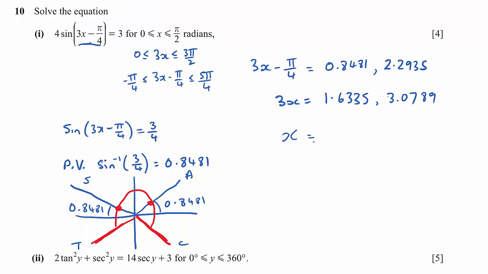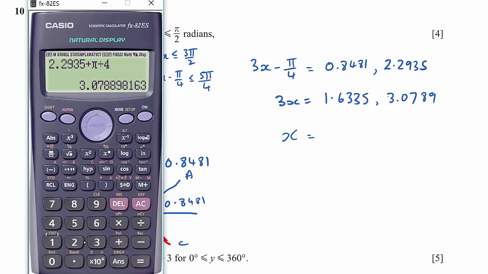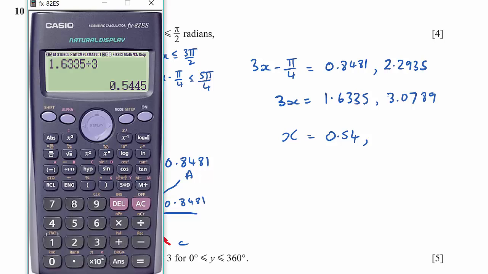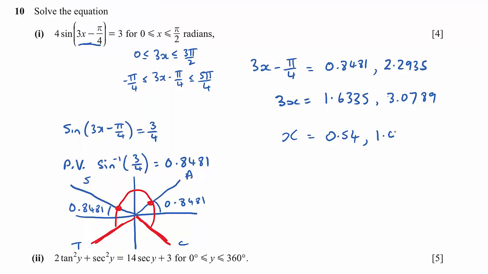And then for x we just divide those by 3. So 1.6335 divided by 3. We'll call that 0.54. And 3.0789, divide that by 3, we'll call that 1.03. And I'm giving those two decimal places.